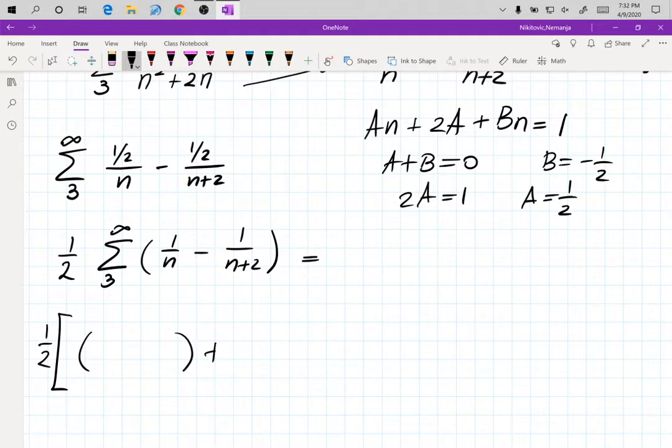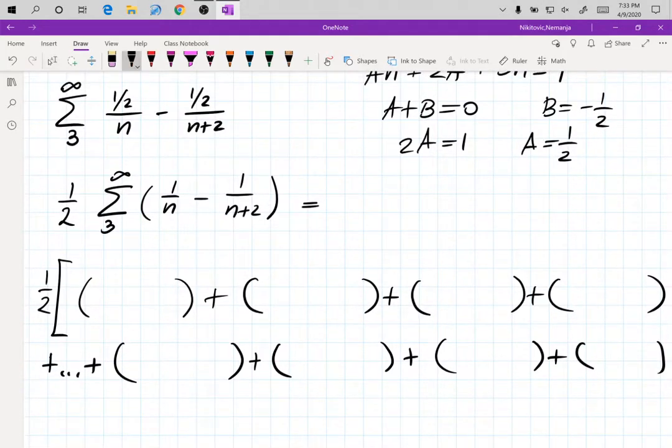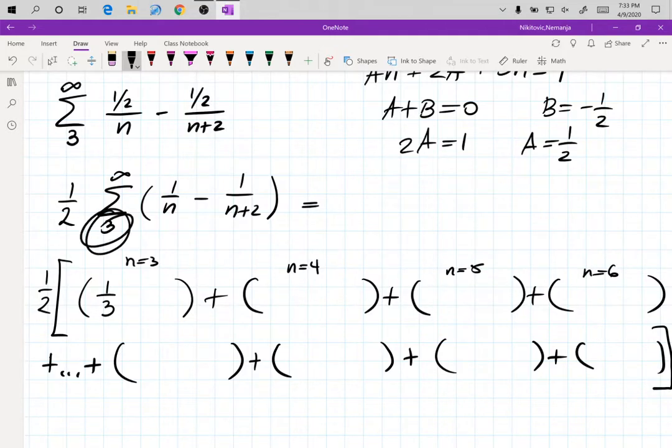So we have 1, 2, 3, 4, and then 1, 2, 3, 4 to go back. And first I plug in 3, so that's my n equals 3, n equals 4, n equals 5, n equals 6. You have to start whatever the problem tells you to start. And then the tail end, n equals m, n equals m minus 1, n equals m minus 2, n equals m minus 3.